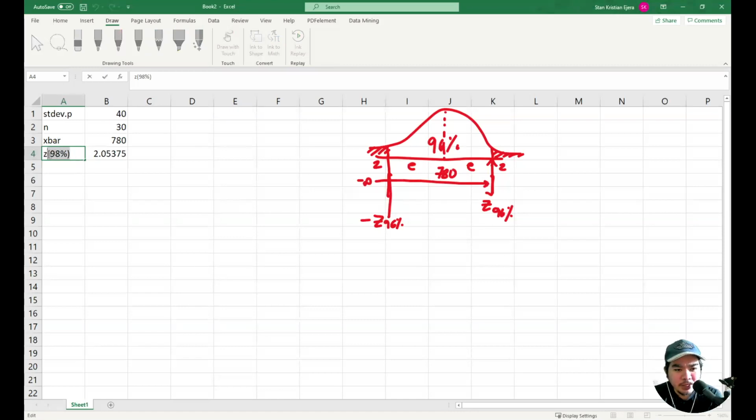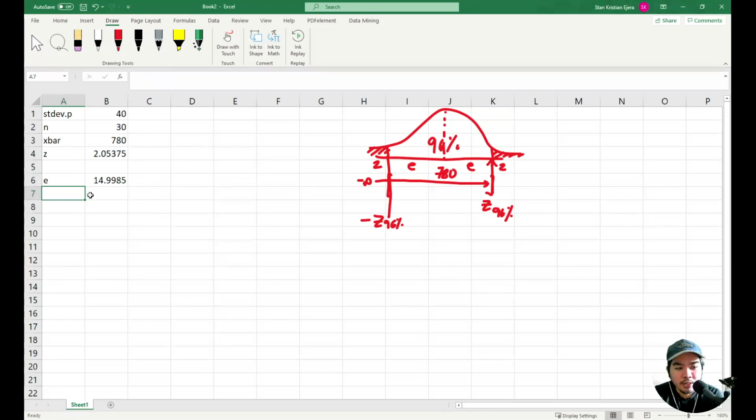So I'll just remove the percentage, so the z value is 2.0375. Okay, if that's the z value, then we can now compute for e. So e here is equal to, what was that again? That's z multiplied by the standard deviation, right, divided by the square root of n. Okay? So we should get 14.